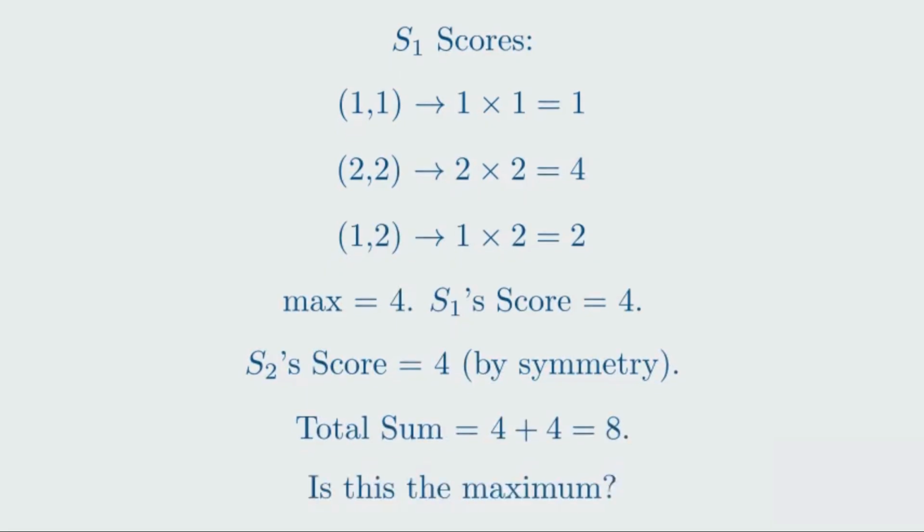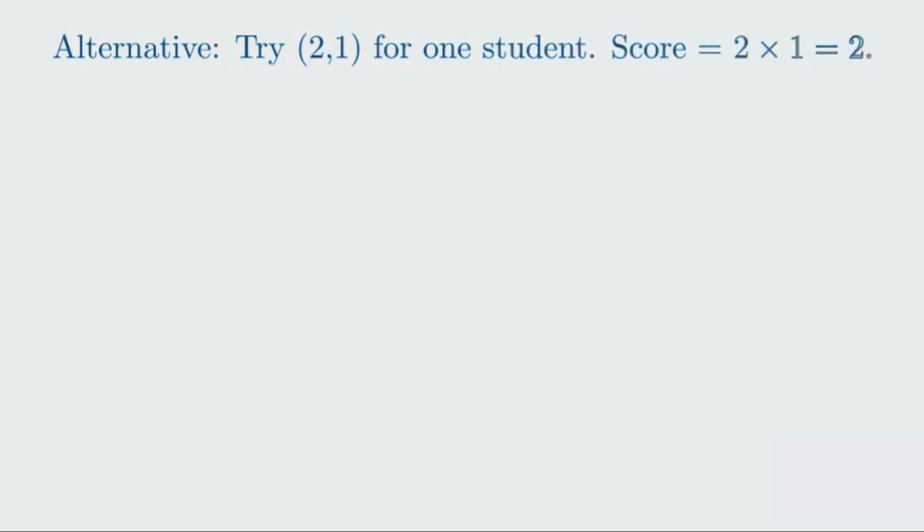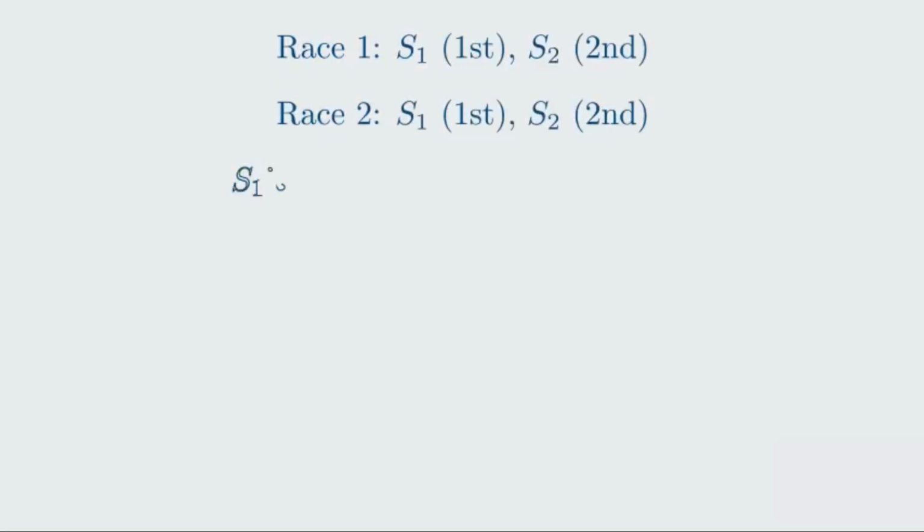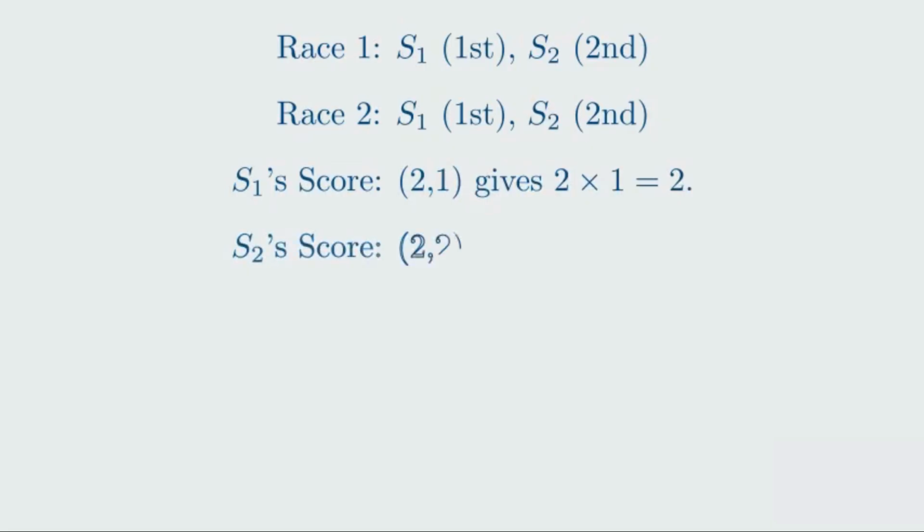What if we try to make someone eligible for 2-1, which gives a score of 2 times 1 equals 2? Let S1 be first in both races. S1's score would be 2. S2 would be second in both races. S2's best score is from 2-2, which is 4. The sum is 2 plus 4 equals 6. This is less than 8.